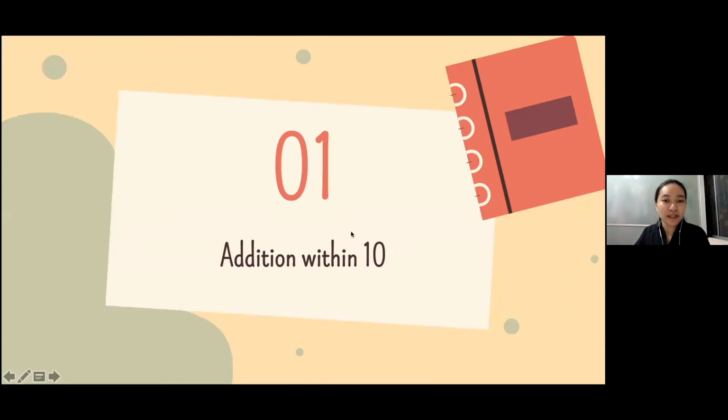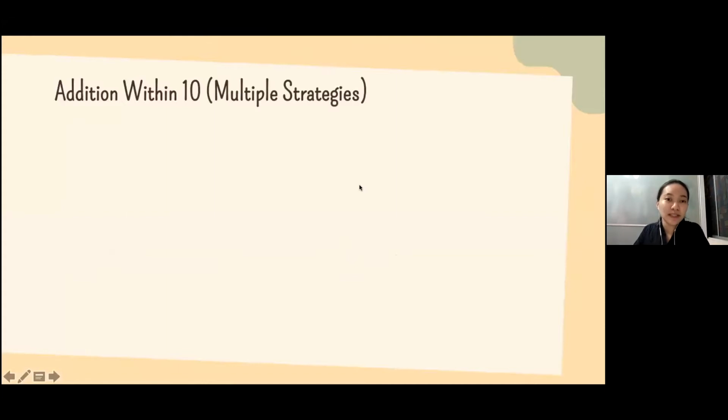Let's start with addition within 10. So last week we learned about number concept. So when your kid has mastered the number concept 1 to 10, that's when you can introduce addition within 10. So for addition within 10, we use a few strategies to teach the concept of addition.